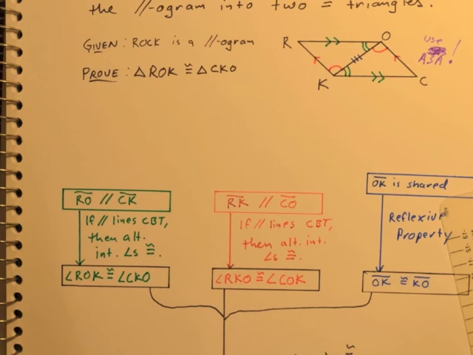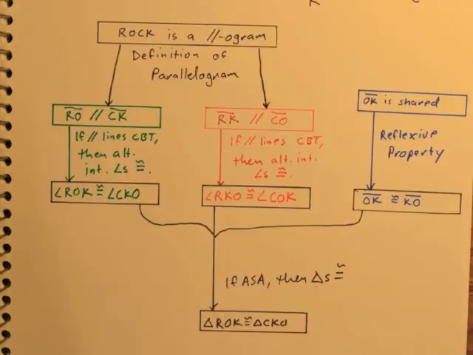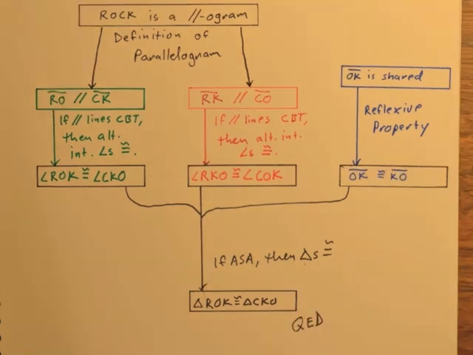And now the only difference from this proof and previous chapter's proofs is we were given that ROCK is a parallelogram. And parallelograms have parallel opposite sides. And so that's our proof.